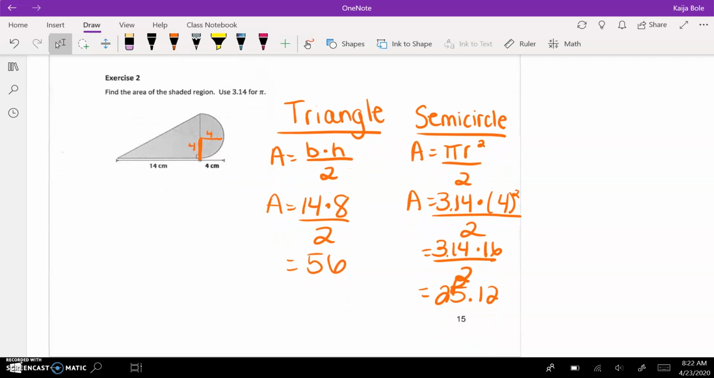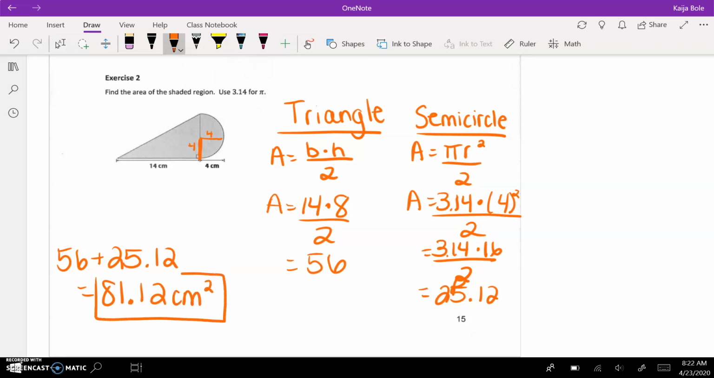And now they want us to find the area of the shaded region. Well, it's all shaded, so we're not going to subtract here. We're going to end up adding 56 plus 25.12. So we get 81.12. And it's centimeters here, and it'd be squared.